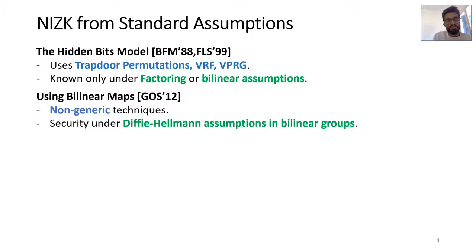Another way to get NIZKs was discovered by Groth, Ostrovsky, and Sahai, and it works in the setting where we have a bilinear group, and we assume some Diffie-Hellman-style assumptions over it. But this approach is very non-generic. It uses properties of such groups, so it doesn't seem that NIZKs from new standard assumptions will come from this direction.